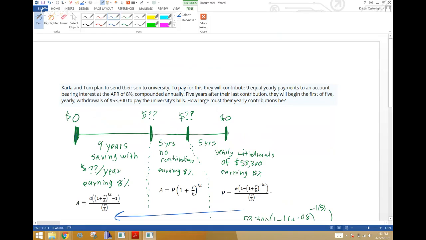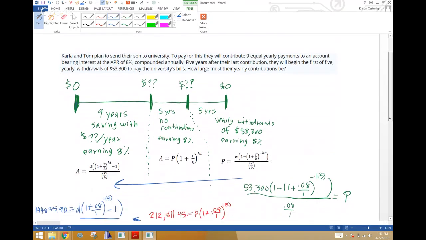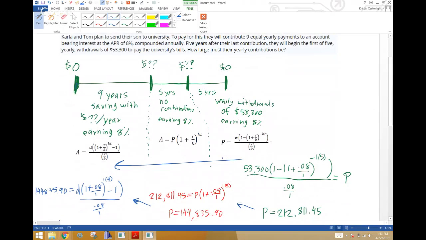Because this account, in this 5-year period, is going down in value as we make withdrawals, we're going to use this formula here with the negative exponent. I've done this down here, and you try not to pay attention to anything to the left right now. Just look at this part. We take W as our withdrawals, 53,300, interest rate 0.08, K is 1, and time T is 5 years.